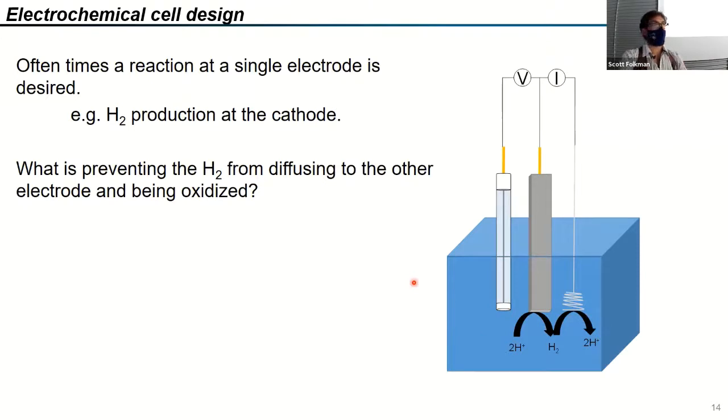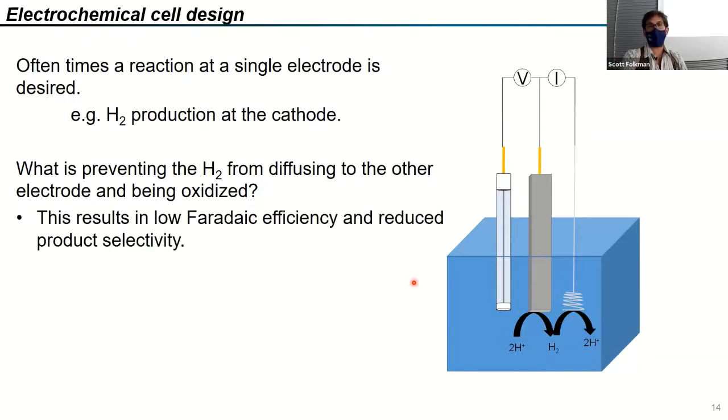So I can produce hydrogen successfully, maybe at 100% Faradaic efficiency. It goes to my other electrode and then it's oxidized. So then I have a lower Faradaic efficiency and I have a reduced product selectivity.